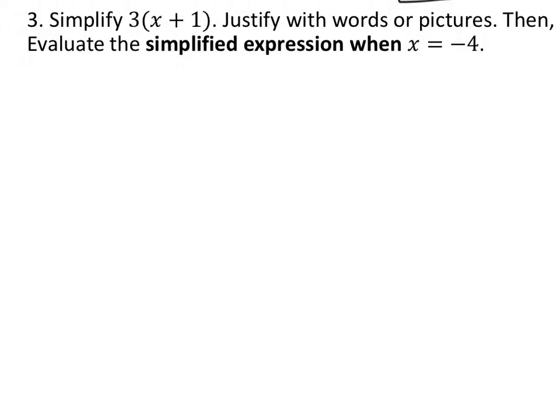If you're still working, just keep working, but simplify 3 times x plus 1 and justify this with words and pictures. So I'm going to do it with pictures because, well, drawing's fun. So let's make an x a rectangle, and then we'll make a positive 1 a red circle here. The thing is it says that it's 3 times x plus 1, which means we would have 3 groups of x plus 1. So there's one group.